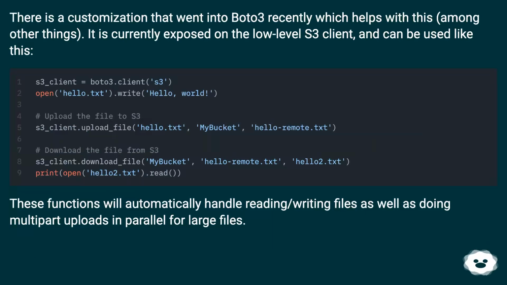There is a customization that went into boto3 recently which helps with this, among other things. It is currently exposed on the low-level S3 client, and can be used like this. These functions will automatically handle reading/writing files as well as doing multi-part uploads in parallel for large files.